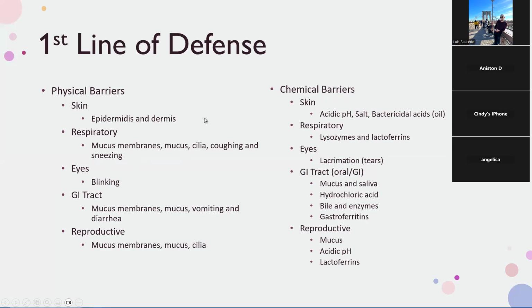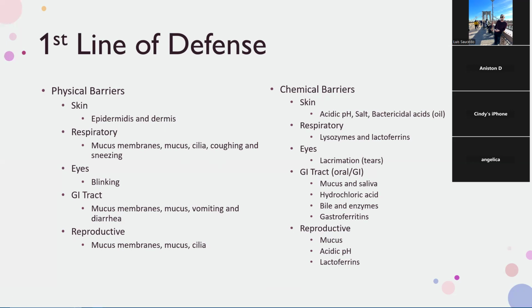They all have mucus. And you have the small specific ones where if it's an E. coli infection or stomach infection, I'm probably going to vomit or have diarrhea, versus respiratory where I have the coughing and the sneezing. And then the chemical barriers trying to protect me during my cold infection were lysozymes and lactoferrins specifically.